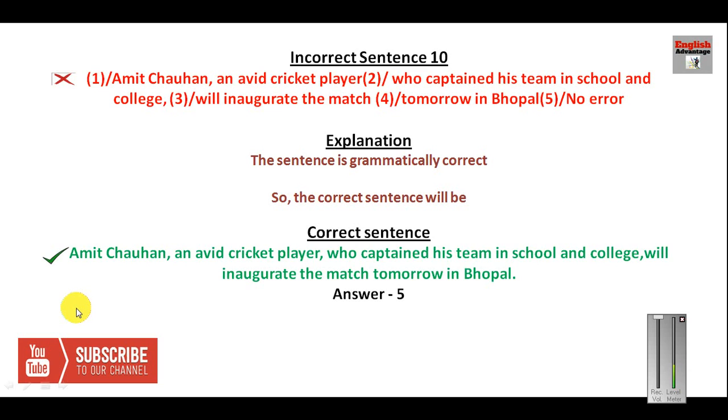Amit Chauhan, an avid cricket player who captained his team in school and colleges, will inaugurate the match tomorrow in Bhopal. This sentence is grammatically correct. There is no mistake. You can always write this way. Amit Chauhan, you can qualify, you can describe the Amit Chauhan here, an avid cricket player who captained in the past, and he will be inaugurating the match in the future.